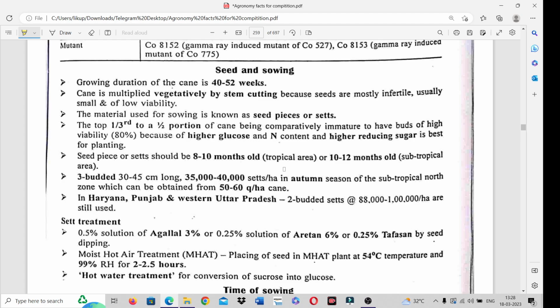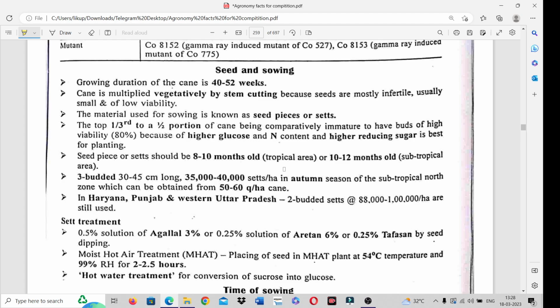The top one third to one half portion of the cane, being comparatively immature, has buds of high viability because of higher glucose and nitrogen content and higher reducing sugar, and is best for planting.